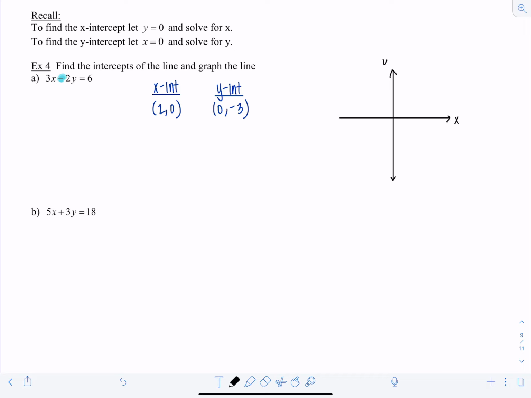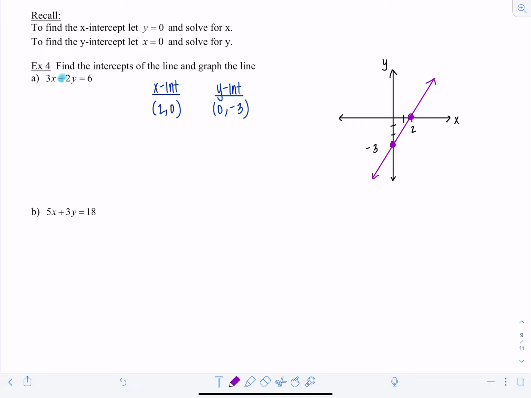Okay, so x, y. X-intercept is at 2, 0. Y-intercept is at 0, negative 3. Beautiful. Don't forget your arrows. Good, good.